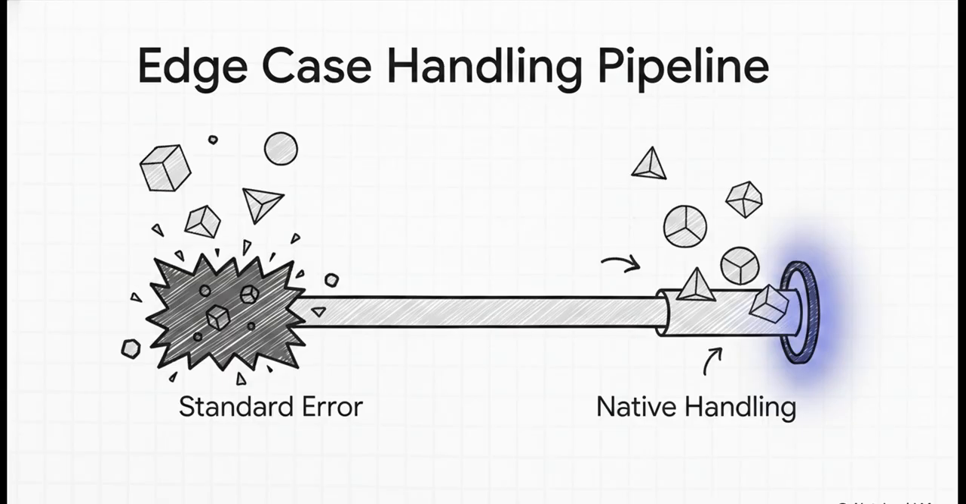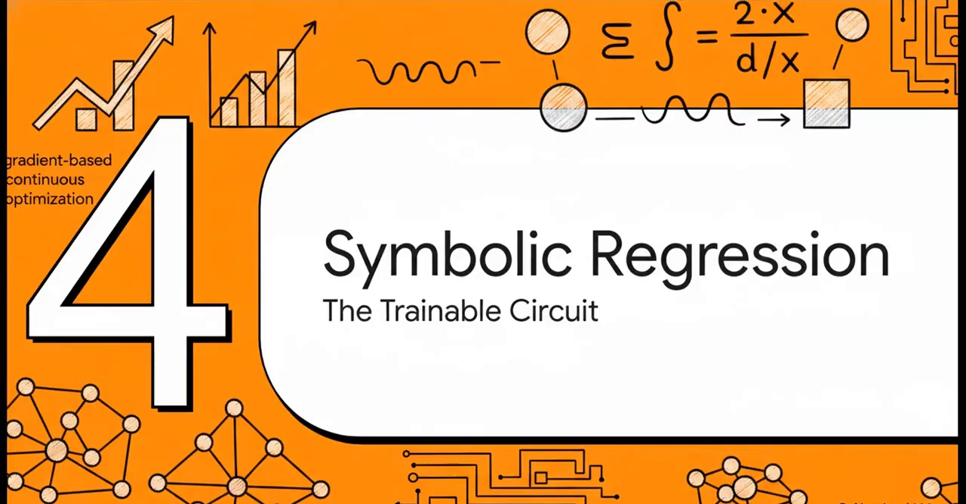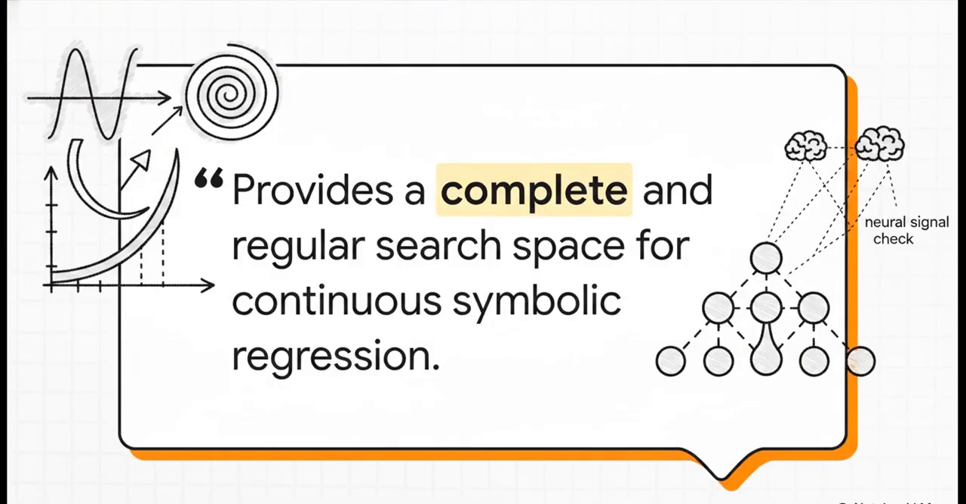Section 4. Symbolic regression breakthrough. The trainable circuit. Neural signal check. Here's why this development actually matters at a technical level. In AI training, especially in symbolic regression, we are constantly fighting the heterogeneous grammar problem. Searching for formulas usually means guessing whether to use a sine wave, a logarithm, or an exponent. But by constraining our hypothesis space to an EML binary tree, we normalize the entire search space. We're literally just optimizing one type of node.